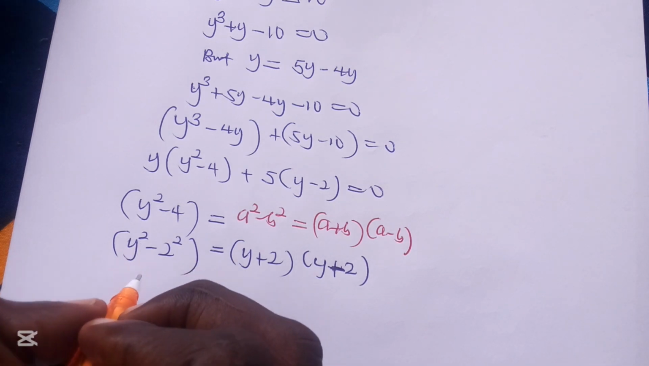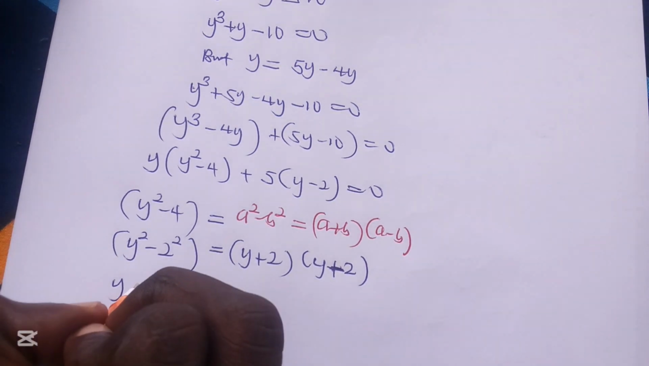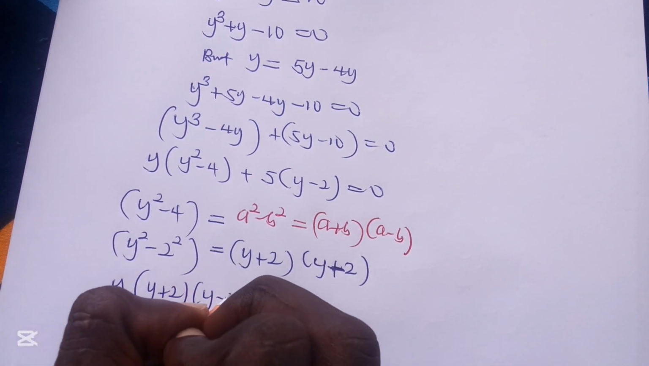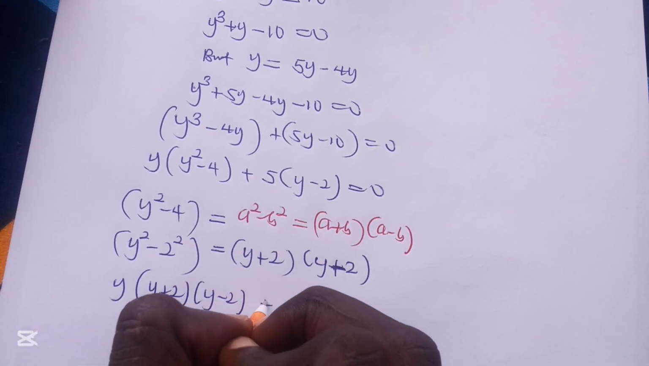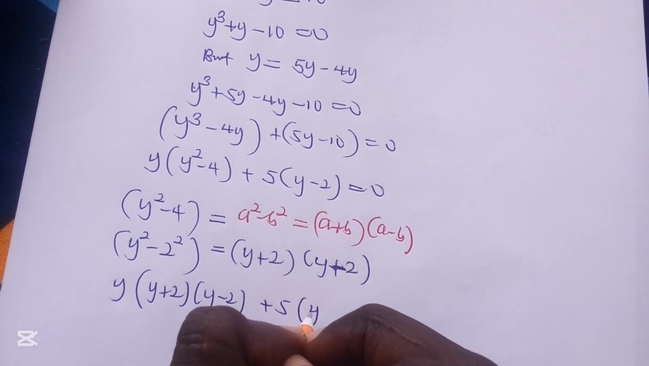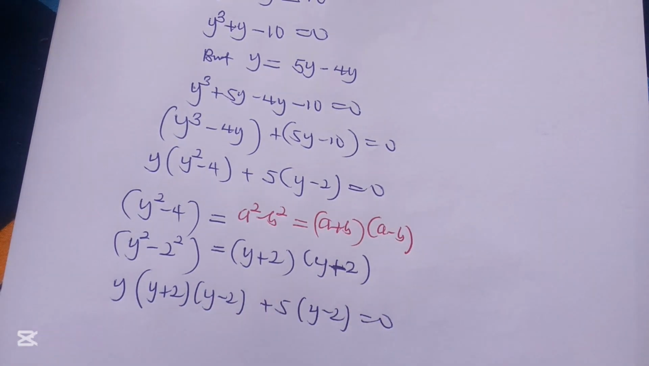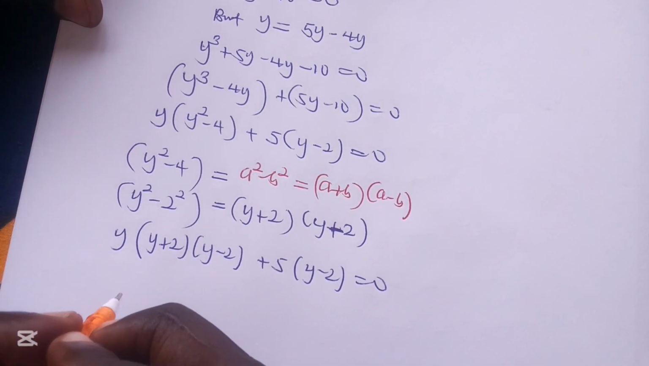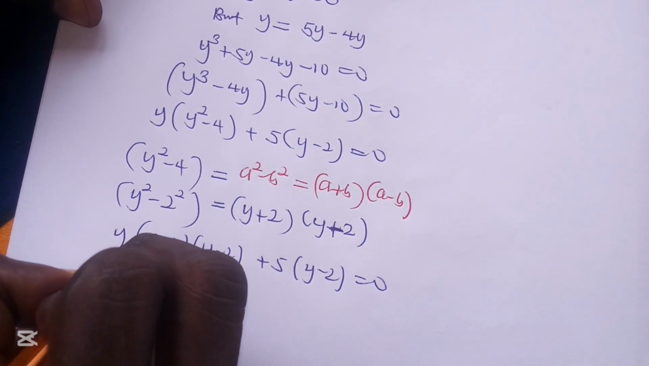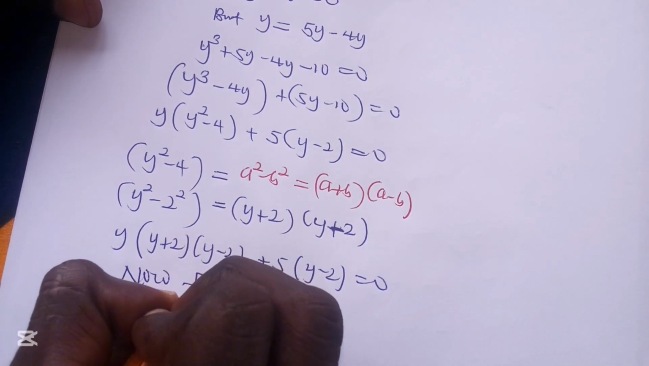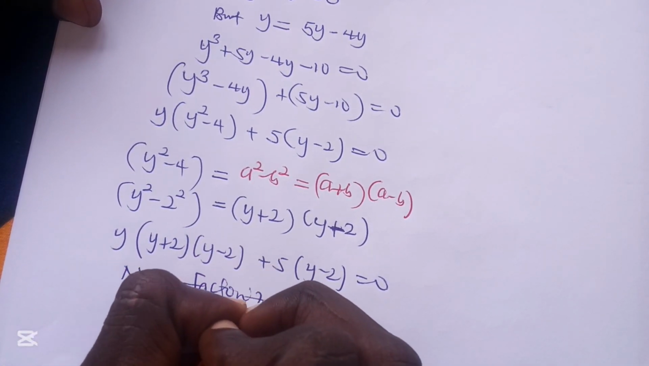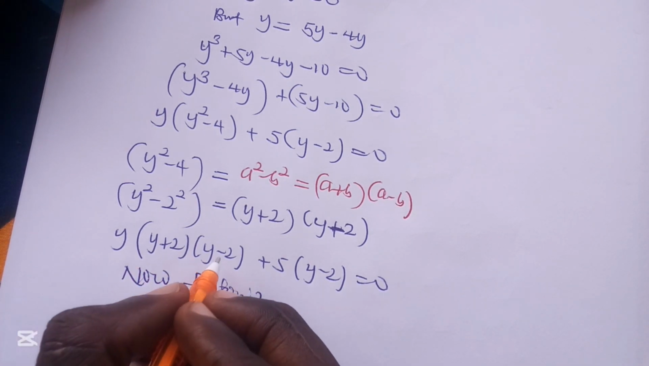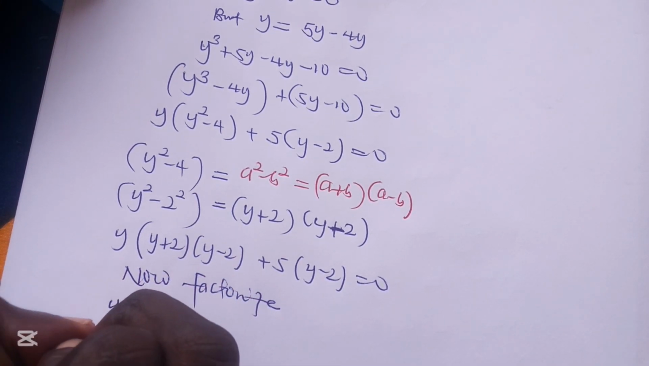Then from this point, instead of this, we use this one now. We have y into y plus 2 into y minus 2, then plus 5 into y minus 2, then everything becomes 0. Now from this point, we factorize. What do you think is common here? It is y minus 2 that is common. We say y minus 2 common.